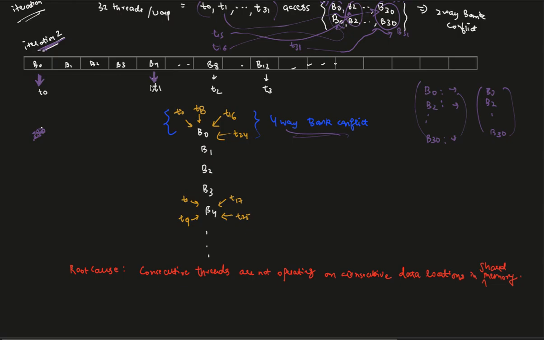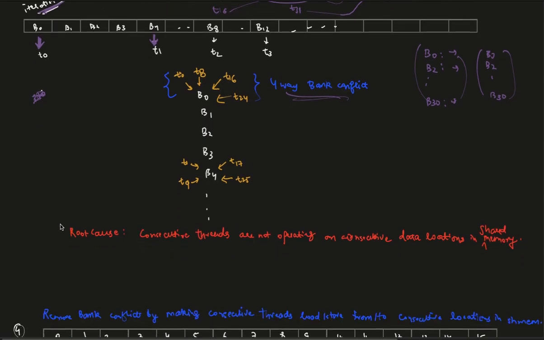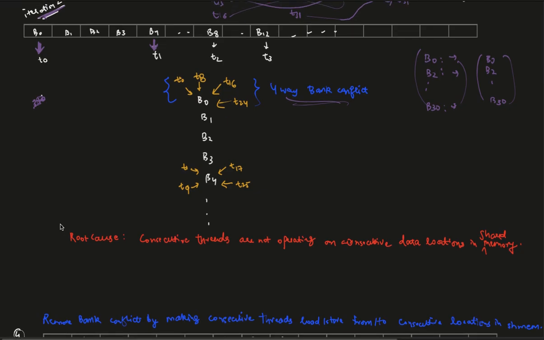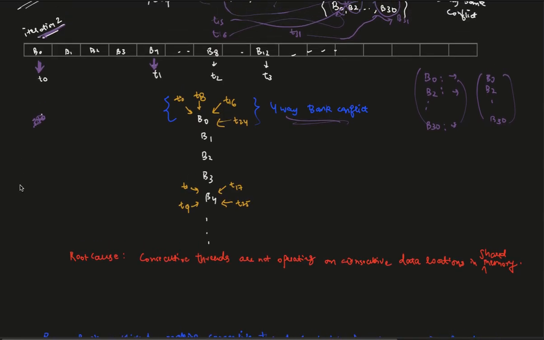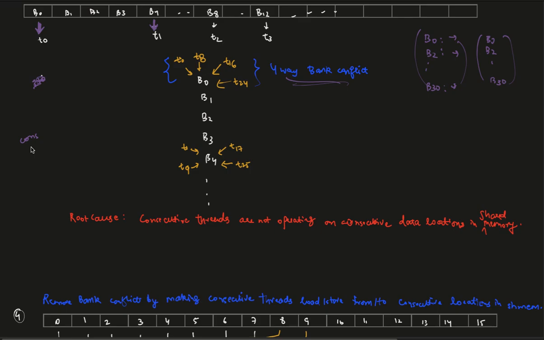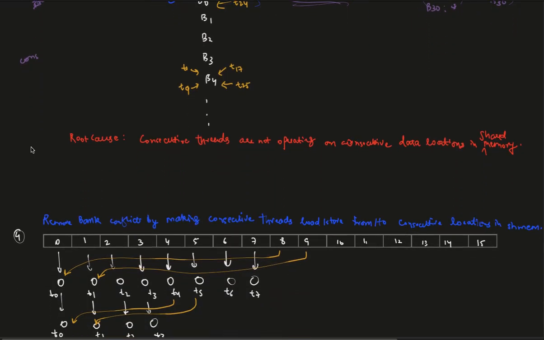If we can somehow change the way consecutive threads are loading and storing values to locations in shared memory, such that consecutive threads load or store data from or to consecutive locations in the shared memory, then we'll be able to avoid these bank conflicts.